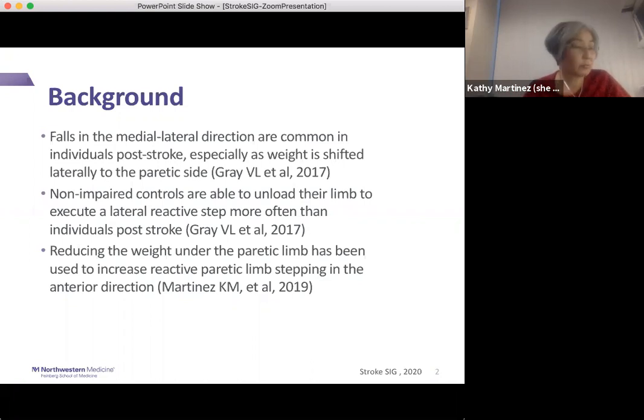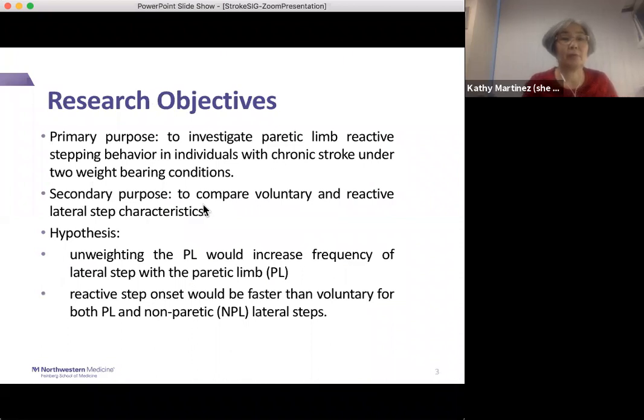In our previous work, unweighting the paretic limb increased perturbation-induced paretic limb stepping in the anterior direction. Therefore, the primary purpose of our study was to investigate paretic limb reactive stepping behavior in the lateral direction in individuals with chronic stroke under two weight-bearing conditions. A secondary purpose was to compare voluntary and reactive lateral step characteristics.